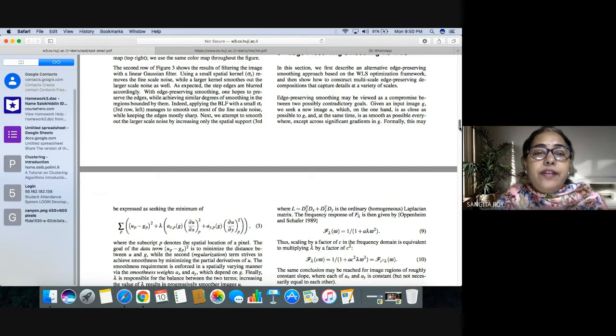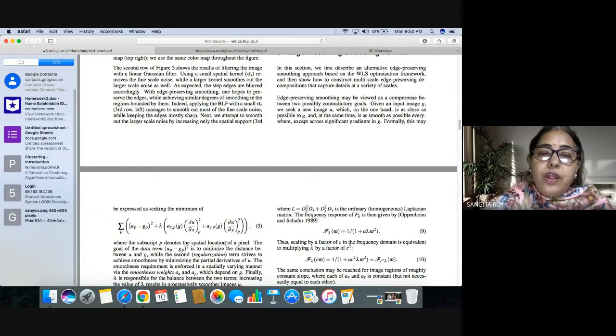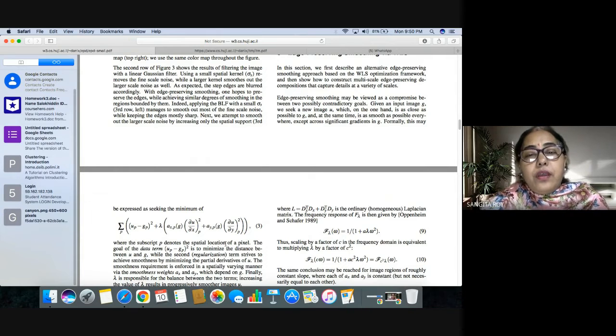The goal of the data term, so (u_p minus g_p) shows the data term, and lambda and the rest of this part show the regularization term, the second term. So we have to regularize the second term in such a way that the new image gives an ideal result, where the important structure of the image should be there, and the noise is removed as well.